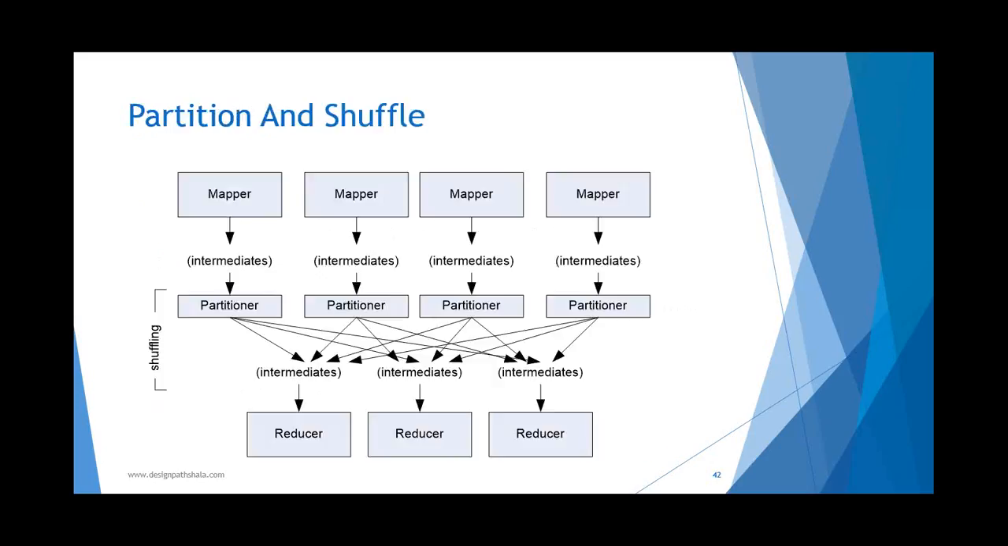Combiners, we just looked into it. So this is your partition and shuffle phase. Your mapper output is intermediate, and partitioners are run on that, and based on the hash key returned by those partitioners, the data is sent to your reducer.